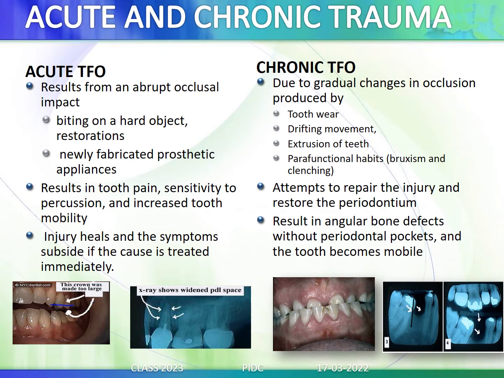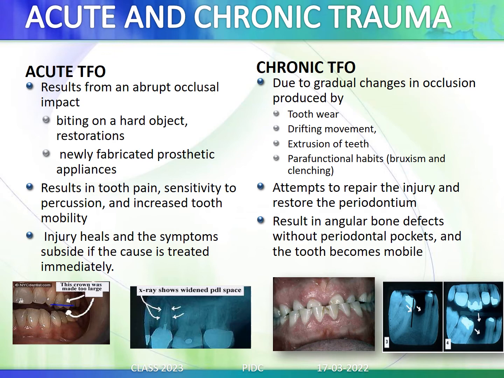So when you check, you can see that there could be a little widened periodontal ligament space, which tells that there has been an increased trauma from occlusion because there have been high points in the prosthetic appliance. So this injury is easier to heal and the symptoms will subside if the cause is treated immediately, that is, if the high points are removed.